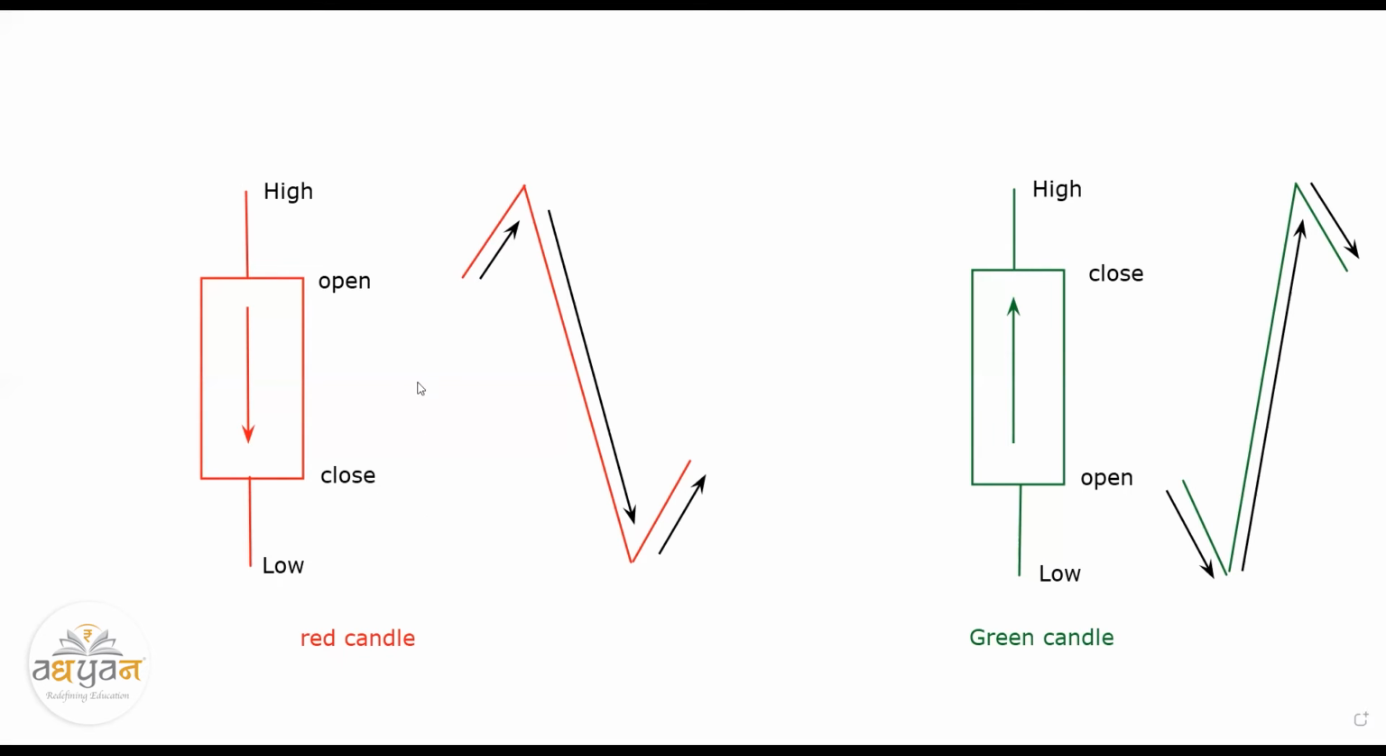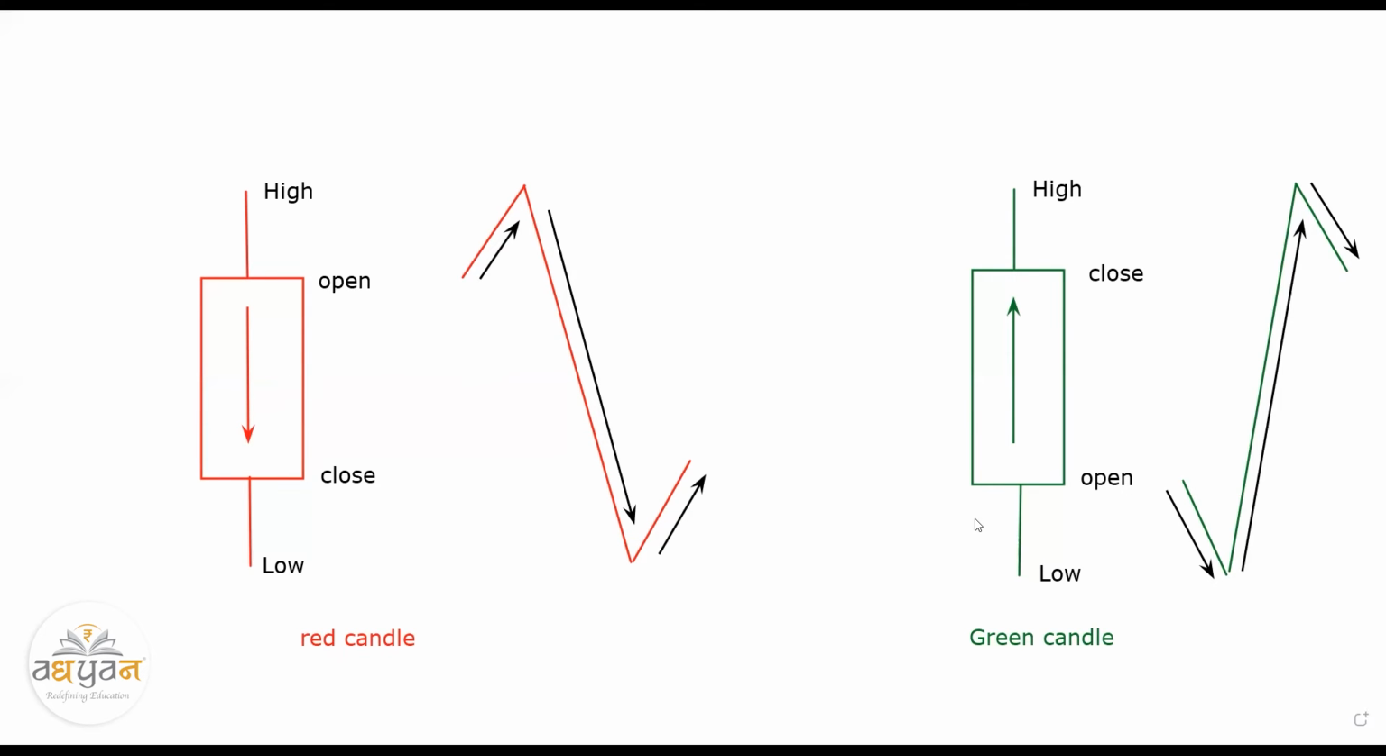So if you want to interpret this particular move in a line form, here the price has opened. It went to a high in this direction. It first went up and finally came down in this direction to this low, and finally closed at this closing price. So this is the movement of price that we can understand with respect to the red candle.